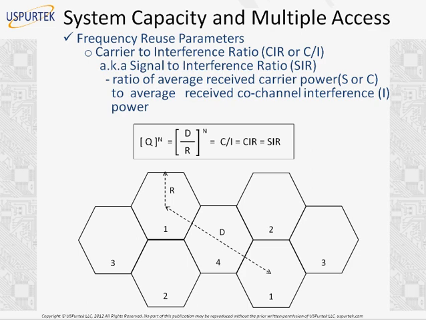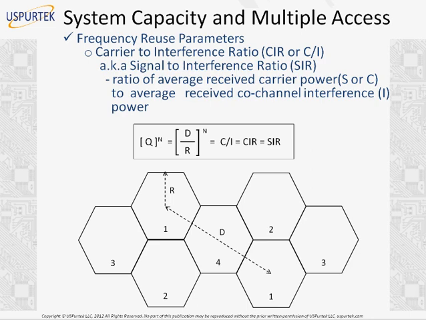Now, another important frequency reuse parameter is the carrier to interference ratio, CIR, also known as signal to interference ratio. This is the ratio of average received carrier power, which you write as S or C, to average received co-channel interference. Suppose a user is within a cell site and receiving a direct signal from the base station. He might also be receiving some signal from another base station running at the same frequency. That is your interference. So how do we measure that? We measure the average received carrier power and take the ratio of that to the average received co-channel interference power.